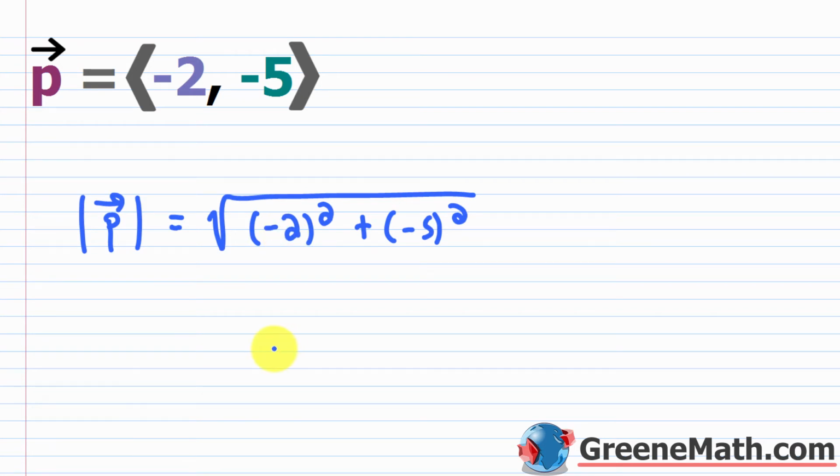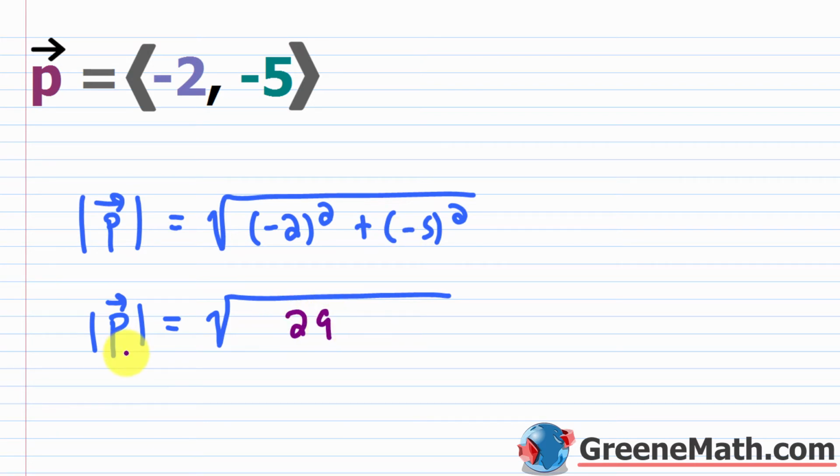Okay, so what I'm going to do here is say that the magnitude of this vector p is going to be equal to the square root of, let's say (-2) squared is 4, plus, if you do (-5) squared, that's 25. So that would be 4 plus 25, or 29. So this is the magnitude of this vector p, nothing more than just the distance formula.